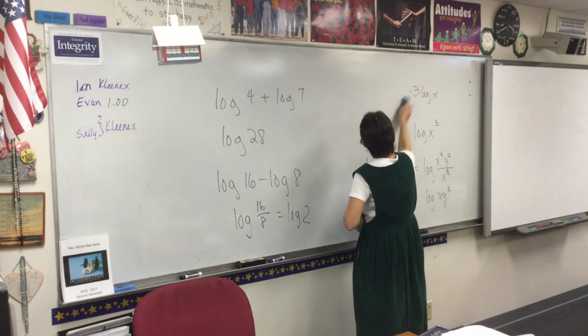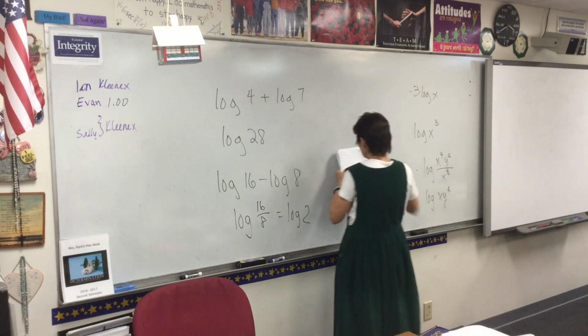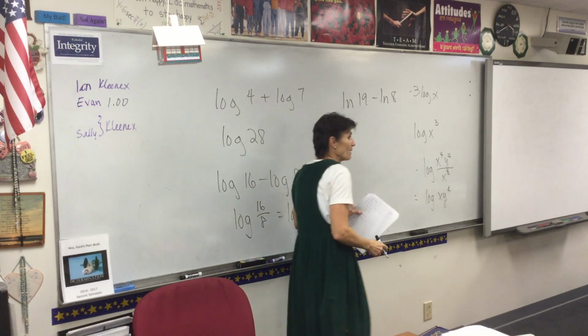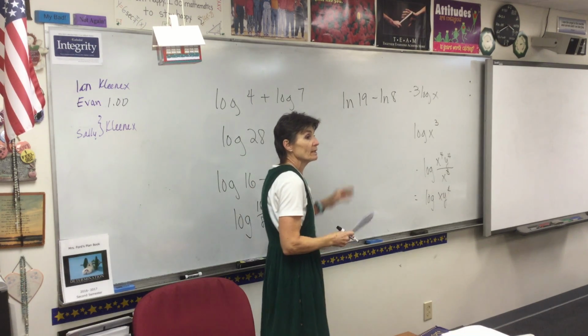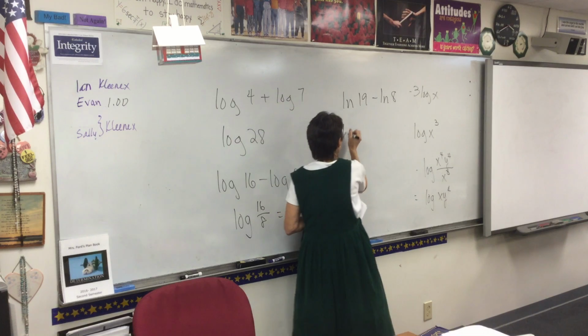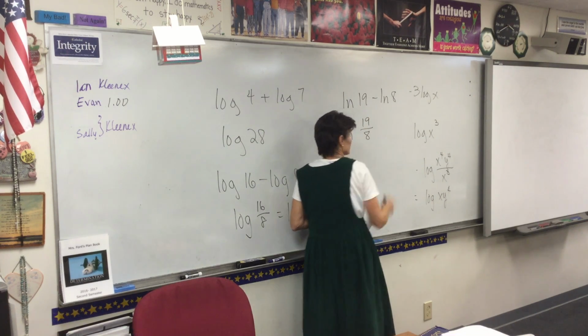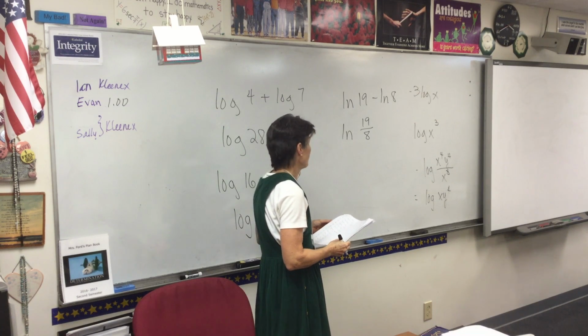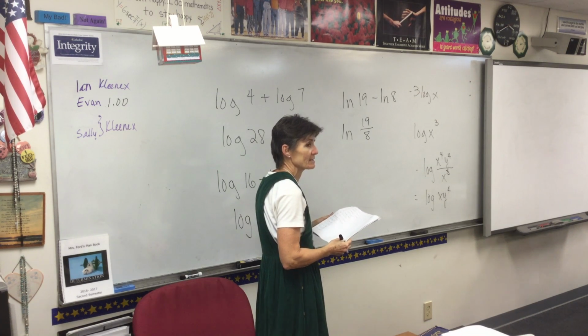How about G? Come on, stay with me so you get to leave here. ln 19 minus ln 8. What's going to happen? Subtracting logs, I'm going to divide, so it's going to be ln 19/8. That's not 2. It's 2.375 or something like that, but it's not 2.